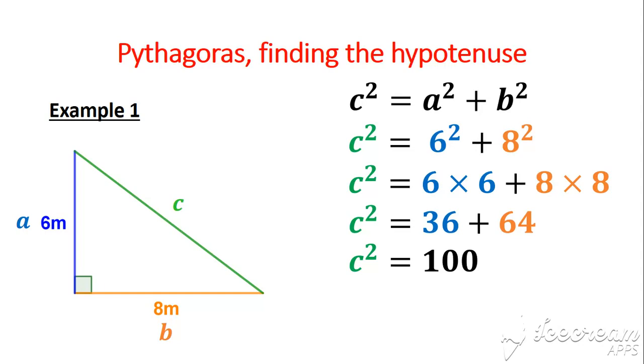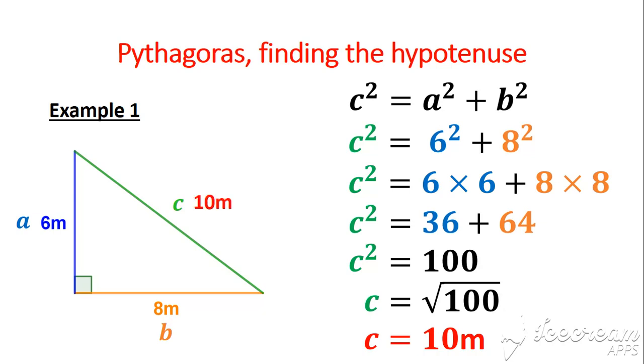Now we've got to get rid of the C squared, and to do that, the opposite of squaring is the square root function. So what we're going to do is take the square root of 100 to get C. Now the square root means something times itself is 100. So something times something is 100. Well, that's 10. 10 times 10 is 100, so C is equal to 10. And we've worked out that the length of the diagonal in this triangle is 10 meters long.